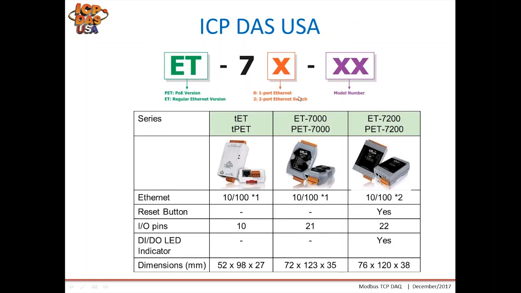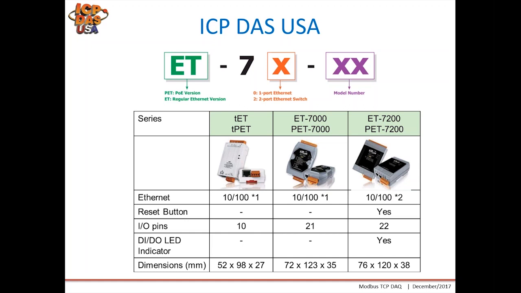ICP DAS USA has several Modbus TCP data acquisition module series. This is the overview of most of the series. The TET are the tiny versions. The ET series is our middle series with single Ethernet ports. And the ET7200 is our new series, which we're highlighting in this webinar, which has dual Ethernet ports. I'll go over some of the benefits in the next few slides.